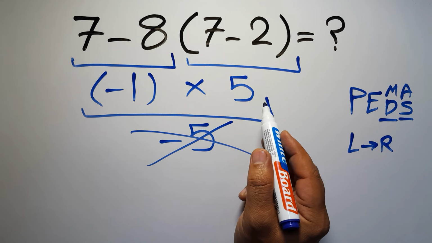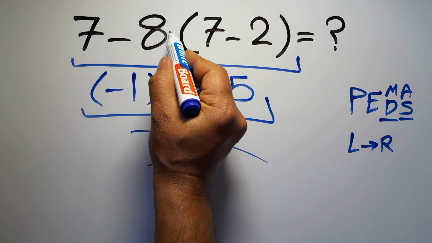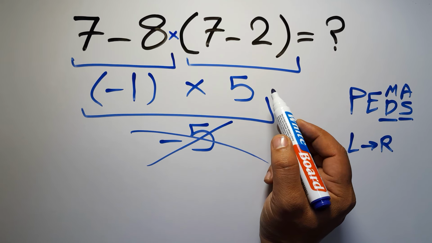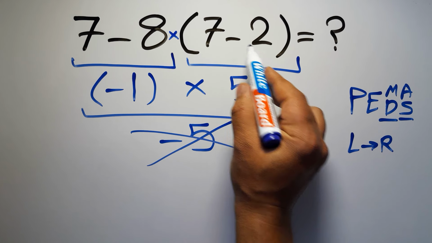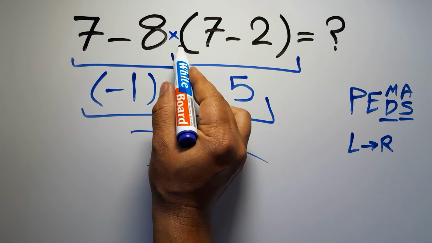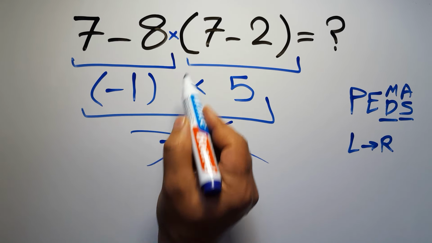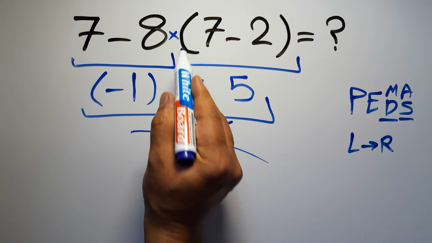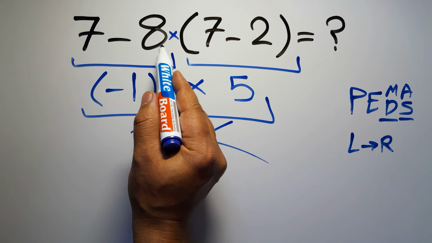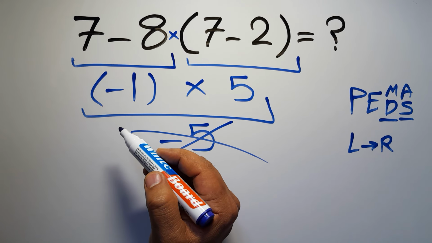In this expression, we have one subtraction, one multiplication, and one parenthesis. Inside this parenthesis, we have one subtraction. Here we have a multiplication, because in mathematics, when a number is placed next to parentheses, it means multiplication, and we usually don't write the multiplication sign for brevity.